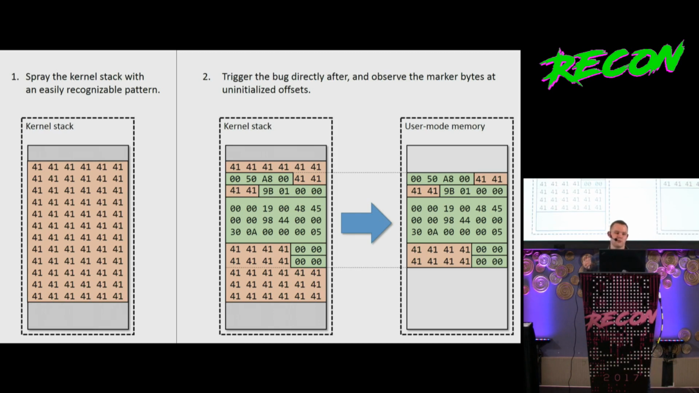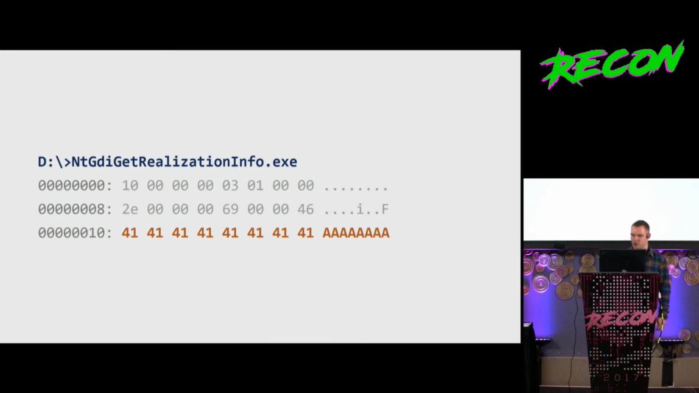Basically, first of all, we just spray the kernel stack with one of the functions that we find with an easily recognizable pattern, and then directly after that, we just trigger the bug. The kernel code initializes some of the fields, but leaves the other ones uninitialized, and then copies it back to user mode, and then we can observe the padding bytes that we inserted ourselves at the right offset. So this is an example of that, the output for one of the issues, and here you can clearly see that the 8 bytes at the end of the output are being leaked and are being initialized here.